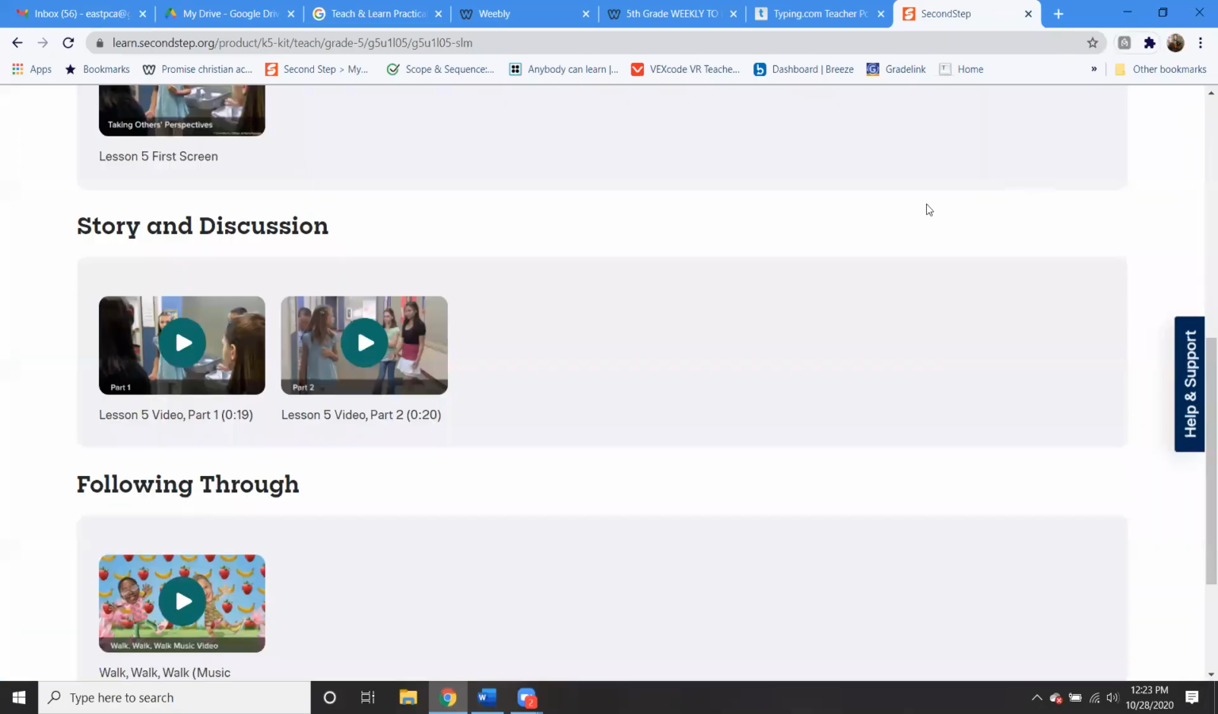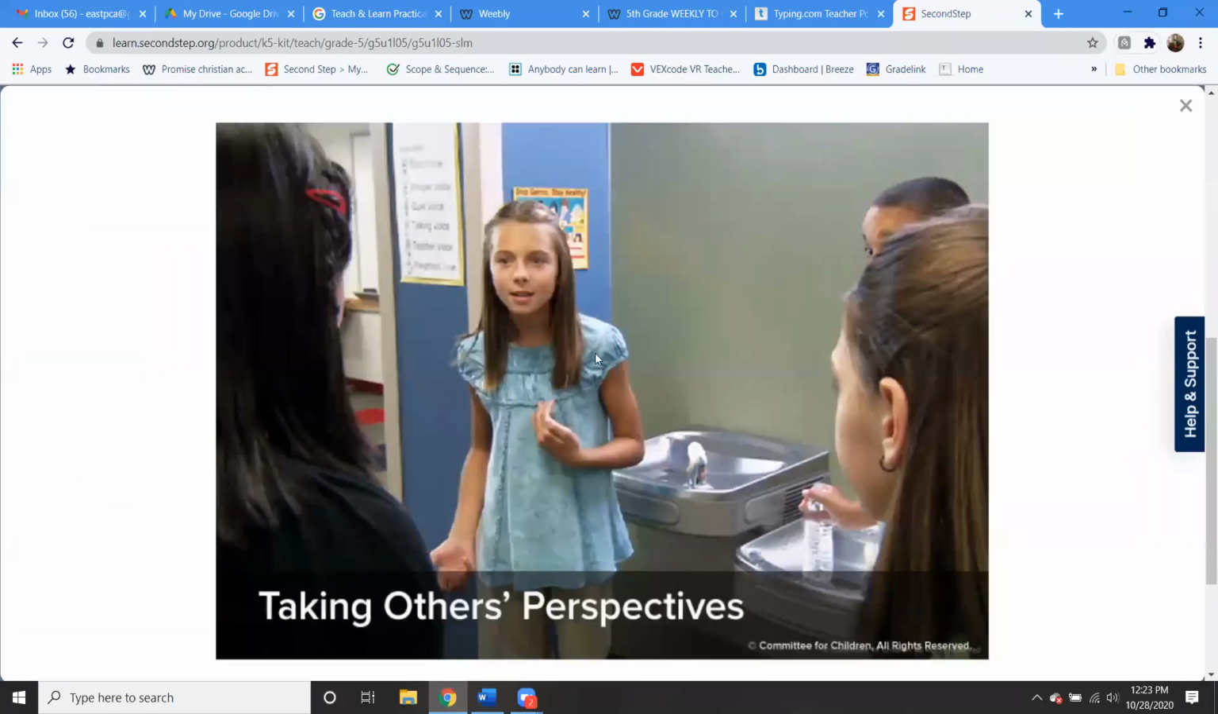Okay, so drama. From the perspective of this girl, she's walking up to the water fountain. These two girls are having a conversation and then they think that she cut in line for the water fountain, right? So we're seeing it from their perspective, right? They're having a conversation. They see this girl walk over. Now let's look at it from her perspective.